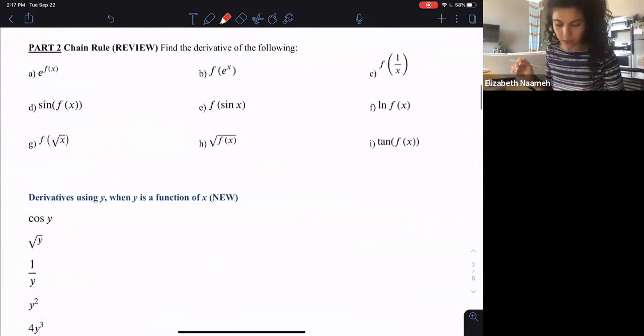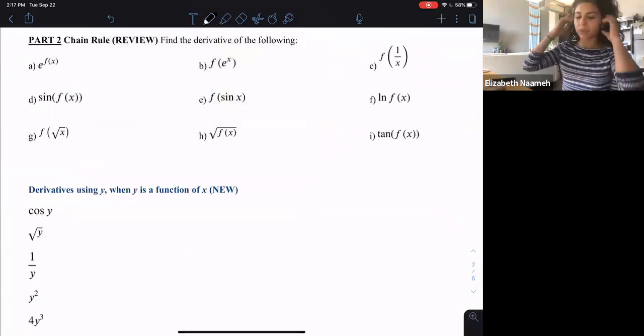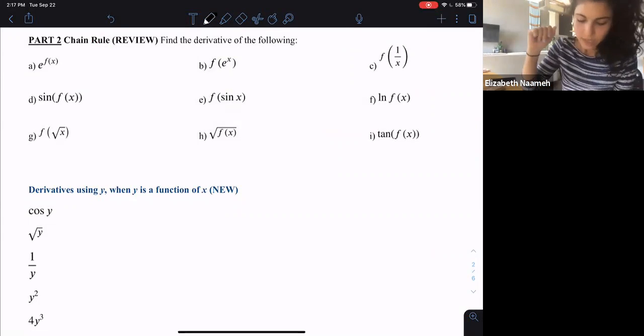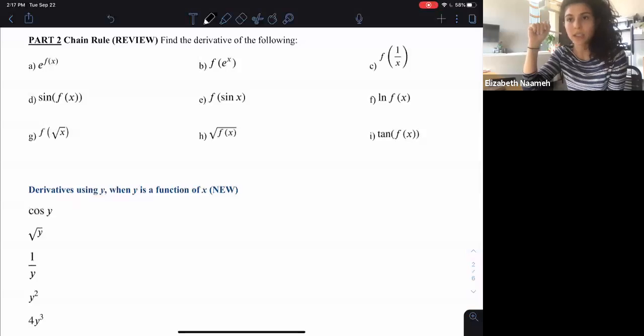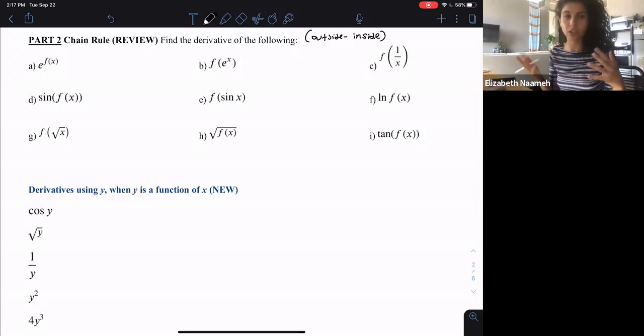All right, cool guys. Let's go to part 2. We will review the chain rule. So copy down A: e to the power of f of x. Now recall, the chain rule is called the outside-inside rule. First we take the derivative of the main function, the outside function, holding the inside fixed. Then we multiply by the derivative of the inside function.